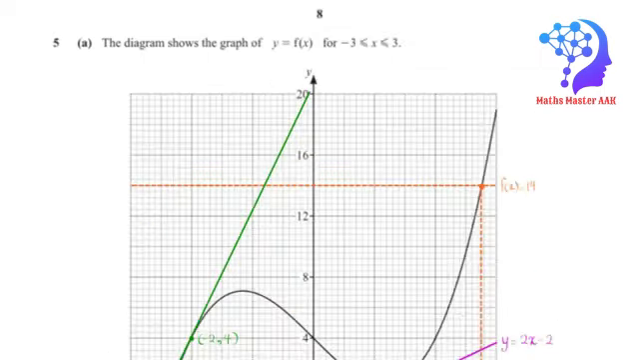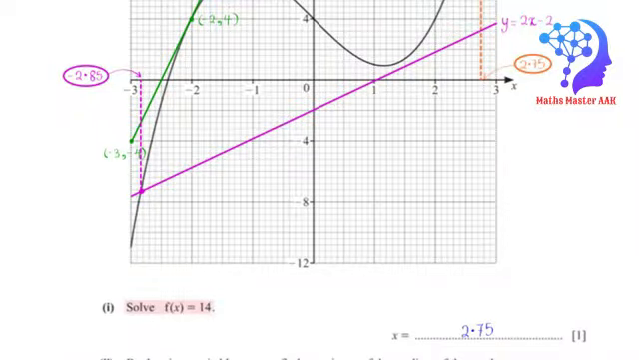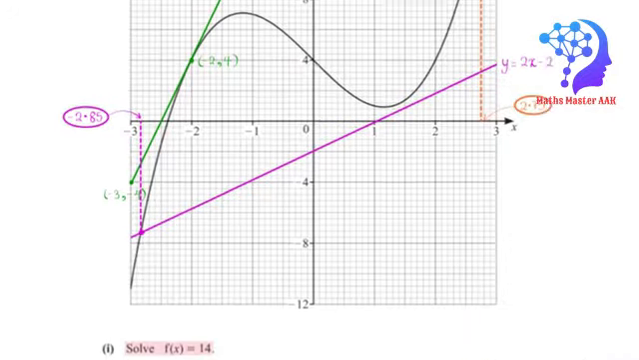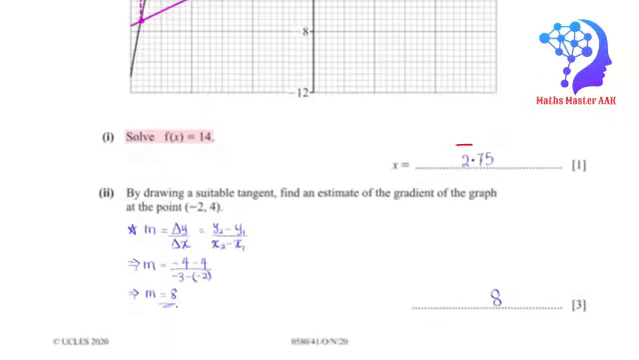The diagram shows the graph of y is equal to f of x for x is greater than or equal to -3 and less than or equal to 3. Solve f of x is equal to 14. To do this, we draw the line y is equal to 14 on the grid and note the x coordinate of the intersection point. This gives us x is equal to 2.75.